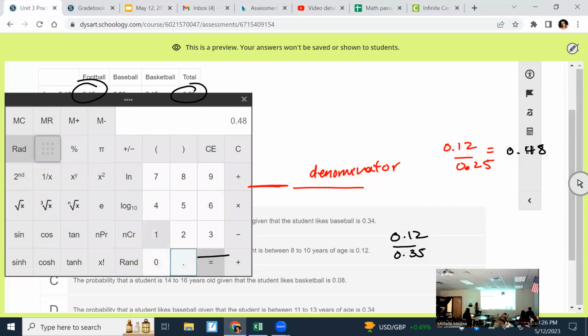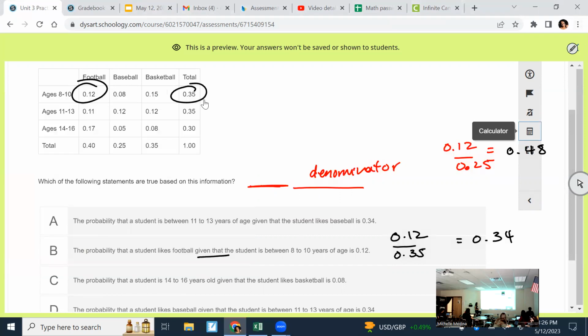So then again, I have to put that in my calculator. 0.12 divided by 0.35. That's about 0.34. Is that the same what they said? So then you're not going to pick B. Because that is what it should be.